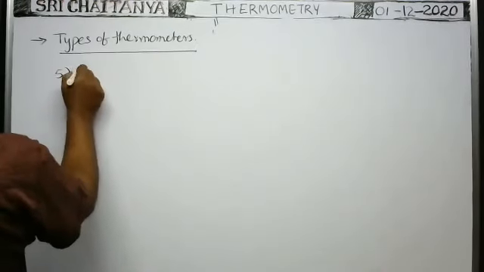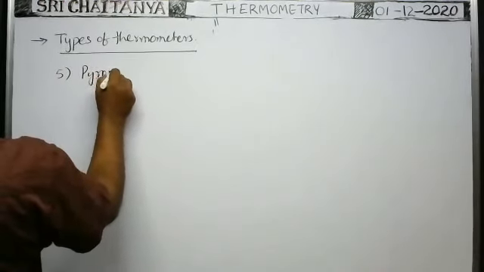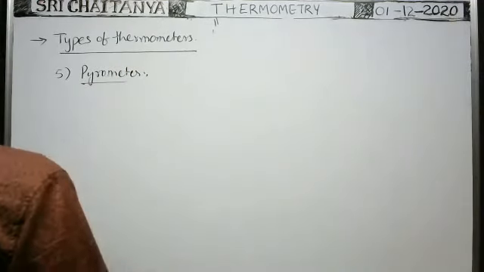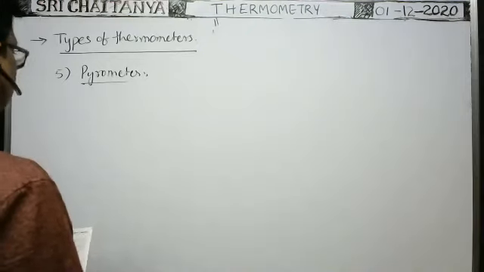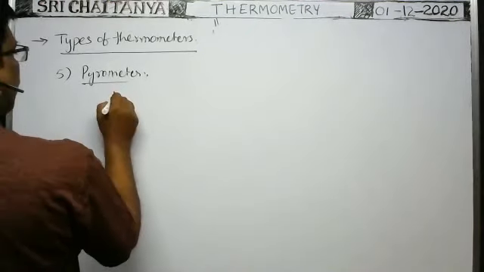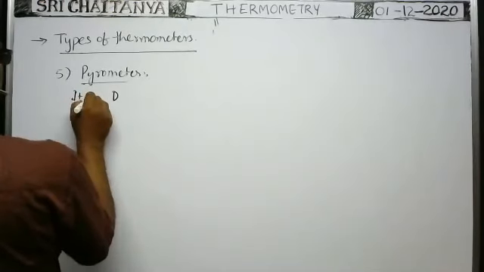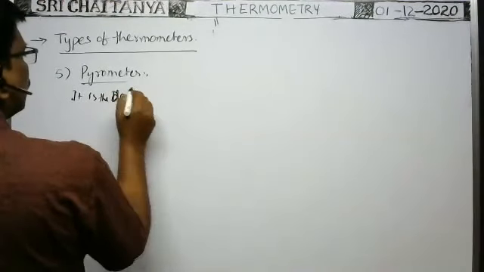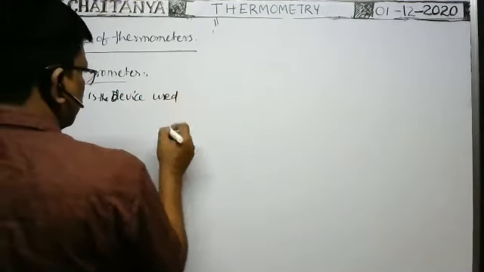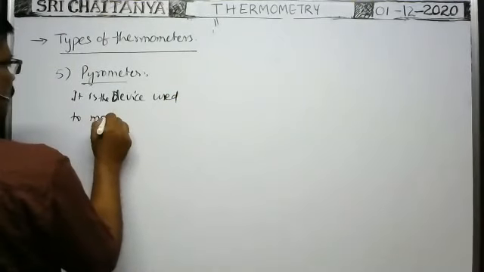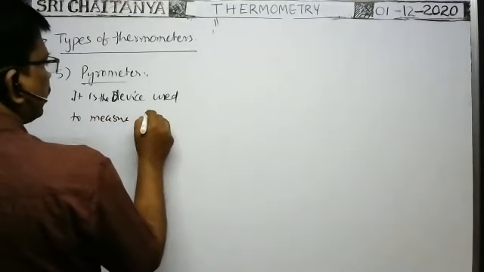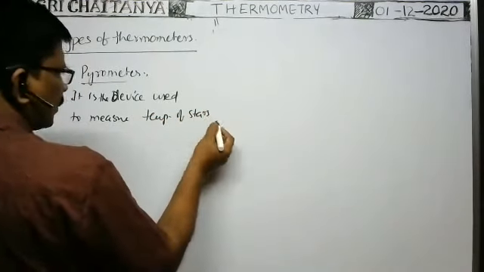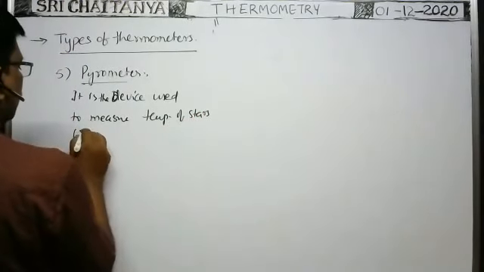Next, fifth one, pyrometer. The pyrometer is the device used to measure very high temperatures, like the temperature of the stars. Of course, the sun is also a star. Temperature of the stars like the sun.